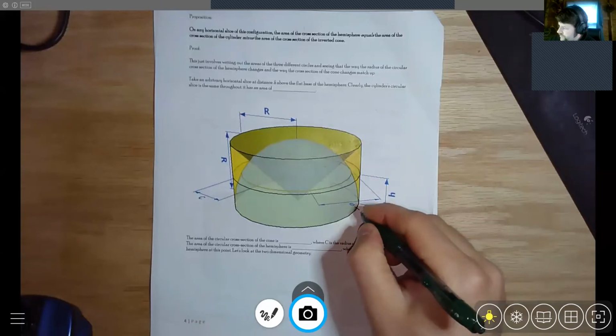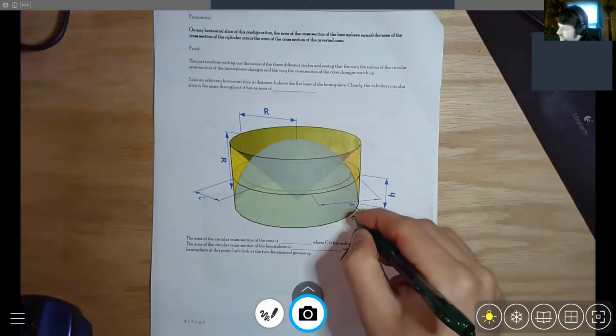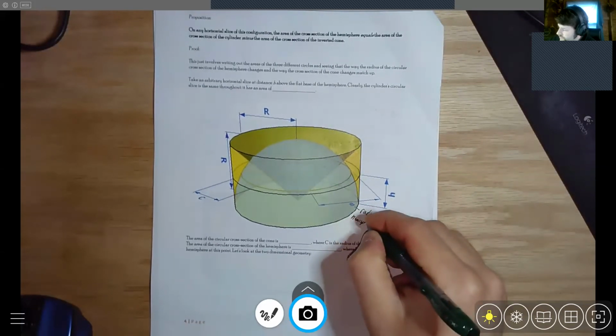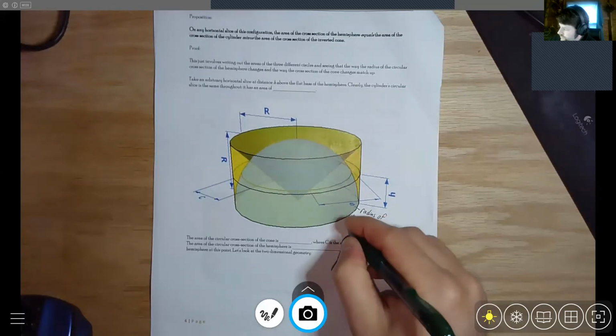So s is the radius of the hemisphere in the cross section.